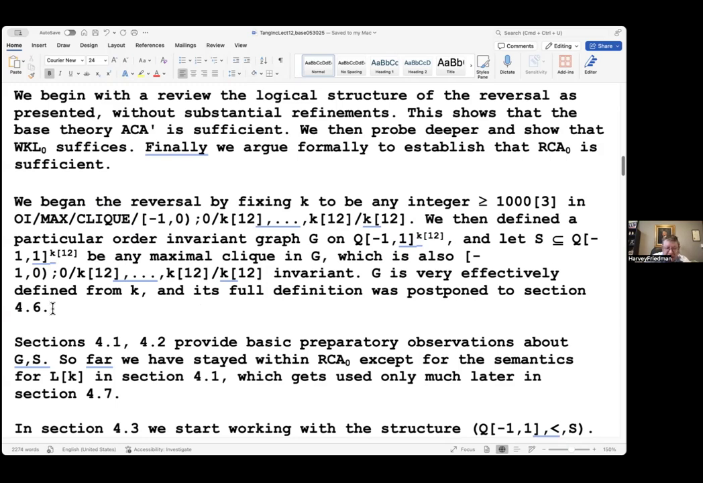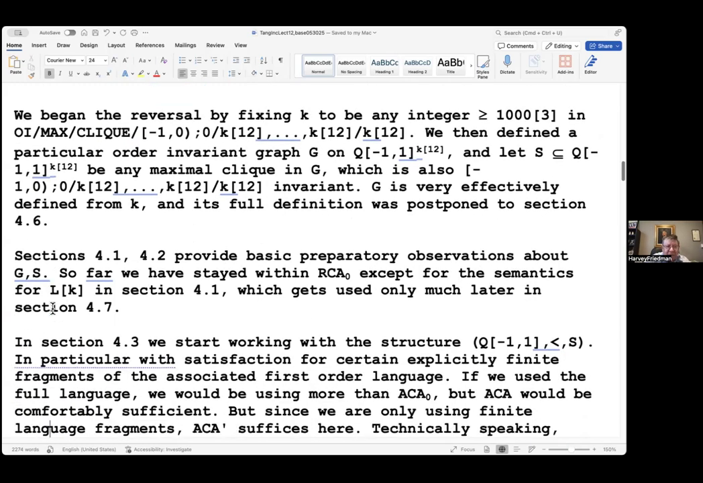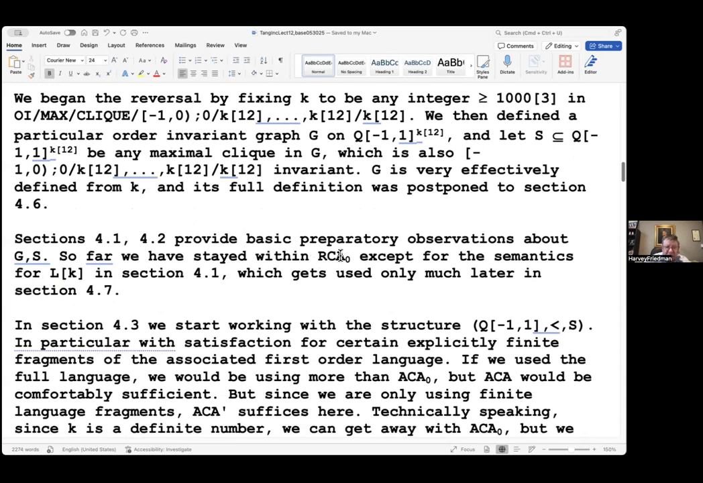So in sections 4.1 and 4.2 that we did last time, we do basic preparatory observations about G and S. So far, we stayed obviously within RCA naught, except for the semantics. We gave the semantics for the full language in section 4.1, which gets used only, that language, L of K, gets used only much later in section 4.7.